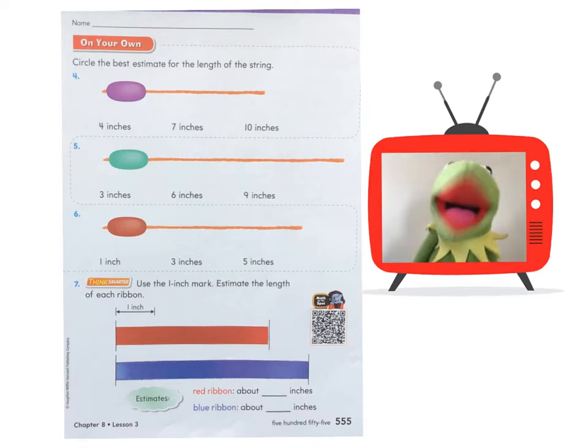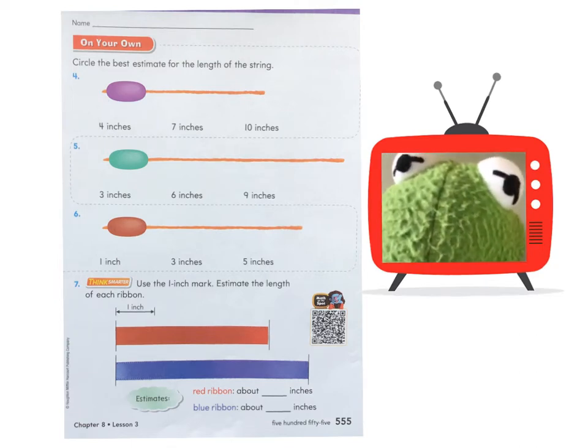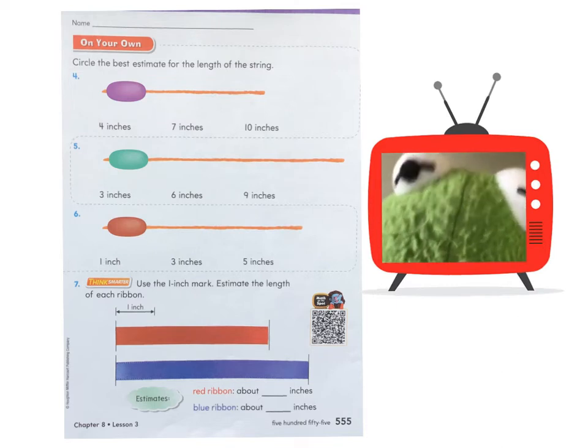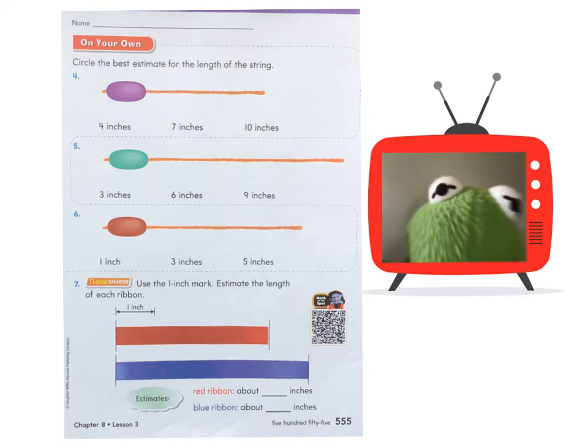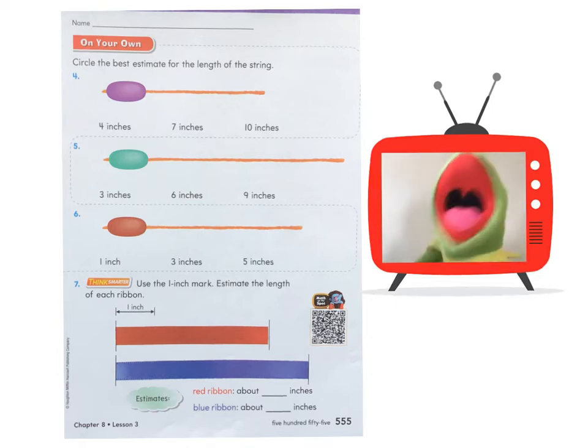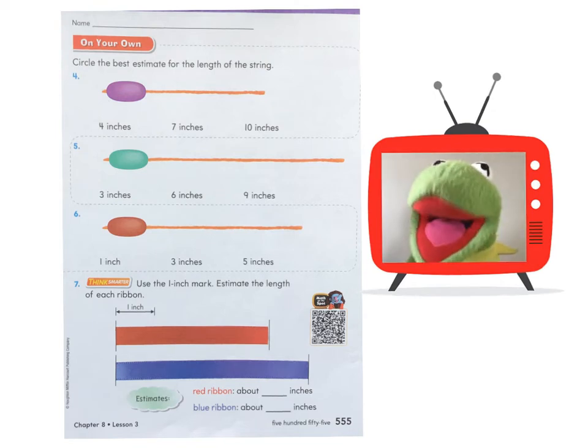When you're ready to check your answers, you can start the video again. That means right now it's time to press pause. You haven't pressed pause yet. I can see you. You still haven't pressed pause. Press pause! Okay, press pause. Bye!